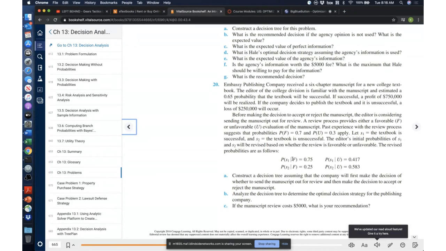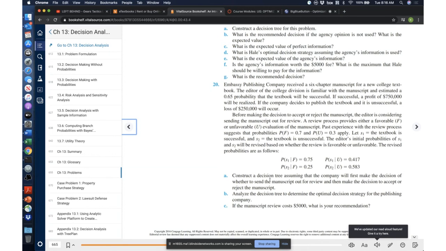So if the review is favorable, there is a 75% chance that the textbook will be a success. If the review is favorable, there's a 25% chance that the textbook will be a failure. Similarly, the other way around, if the review is unfavorable, there is still a 41.7% chance that this textbook will be successful. If the review is unfavorable, there is a 58.3% chance that the textbook will still be a failure.